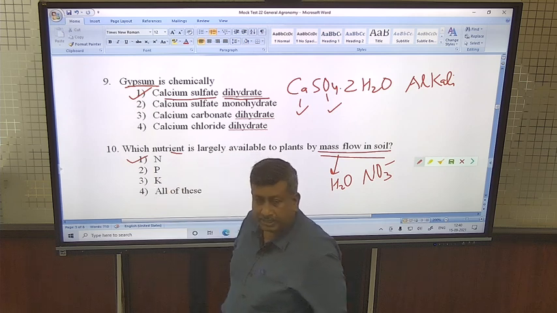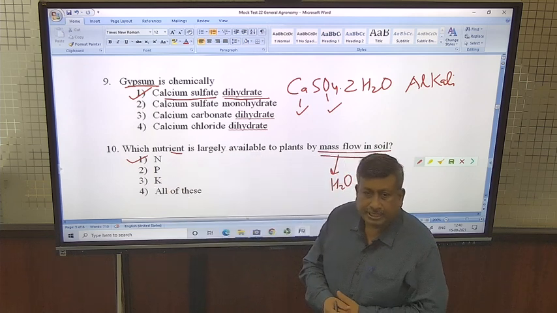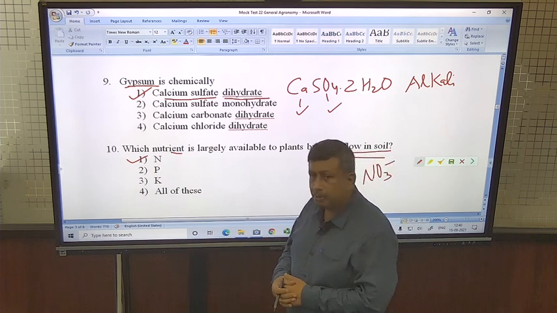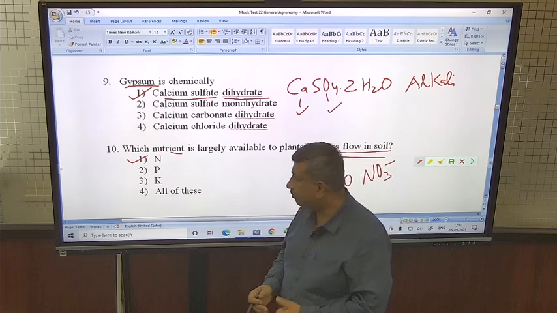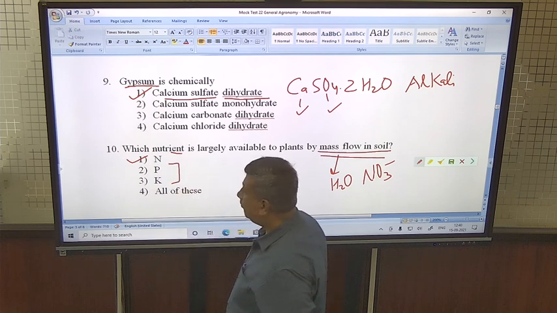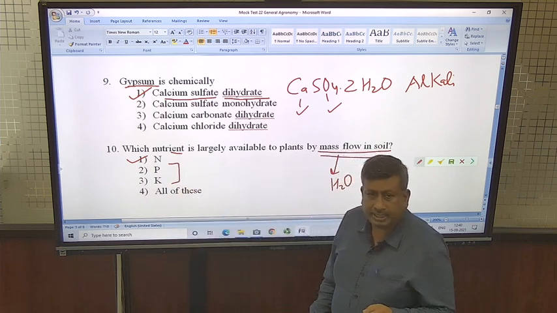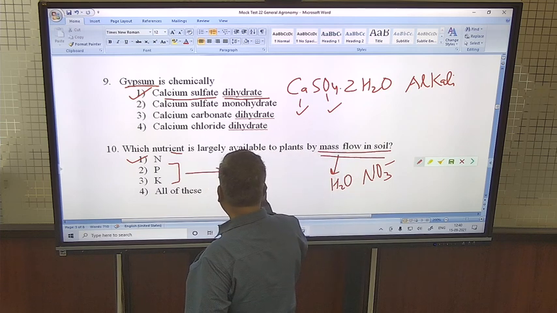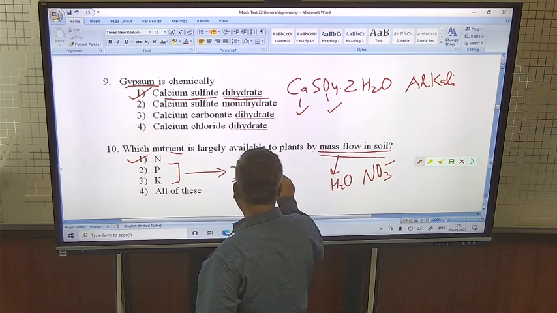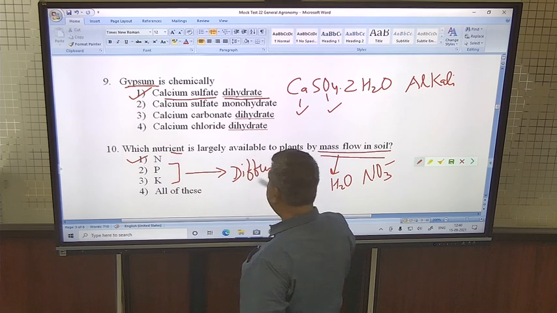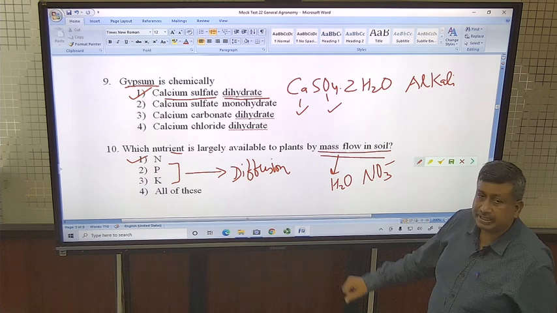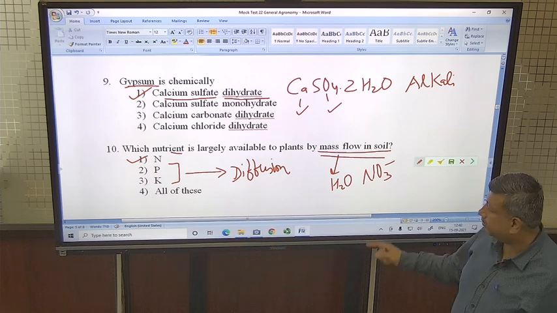But phosphorus is in insoluble form, as iron compounds, aluminum compounds and calcium compounds, and potassium is in non-exchangeable form. So only a very little amount of these two is available through mass flow, and they are mostly supplied by diffusion. This question may be asked: by which phenomenon are phosphorus and potassium available to plants? The answer is diffusion. Nitrogen is by mass flow.